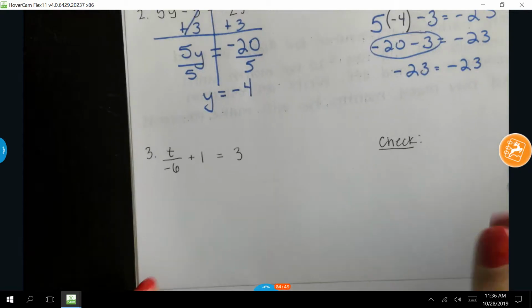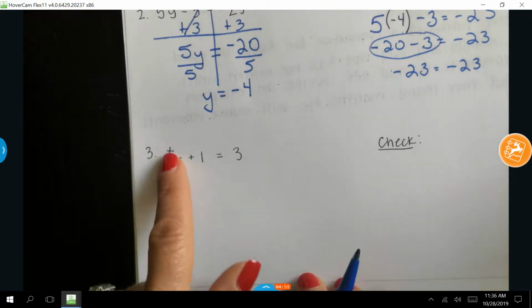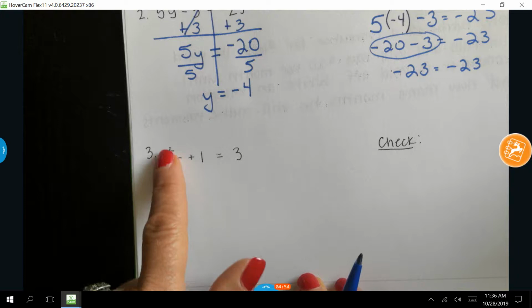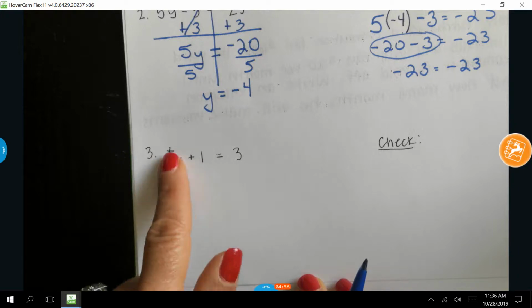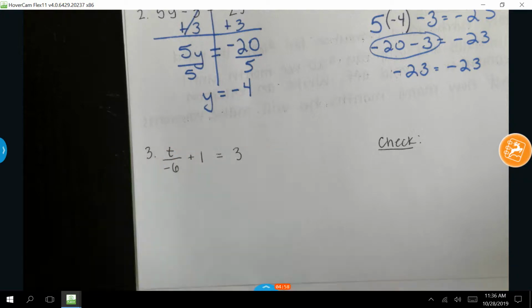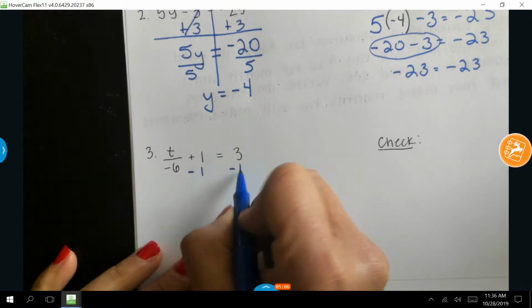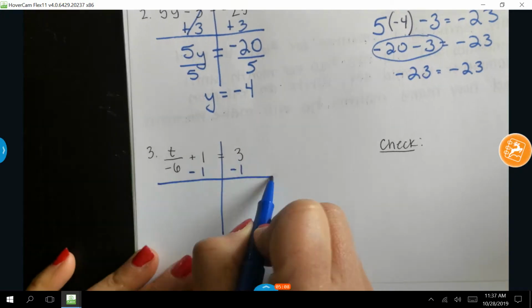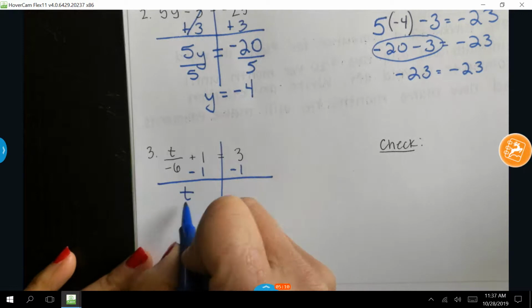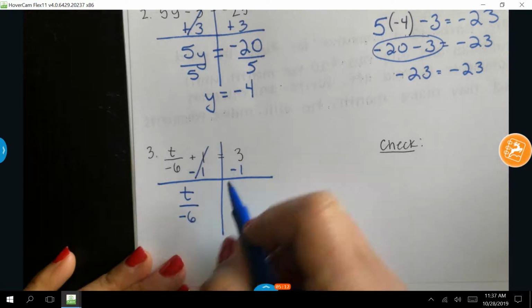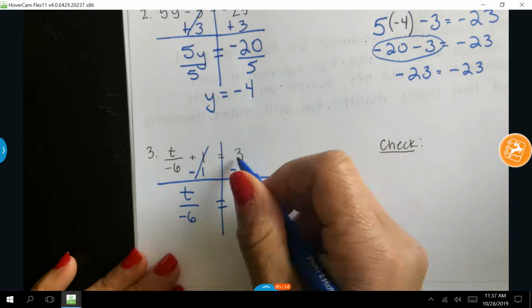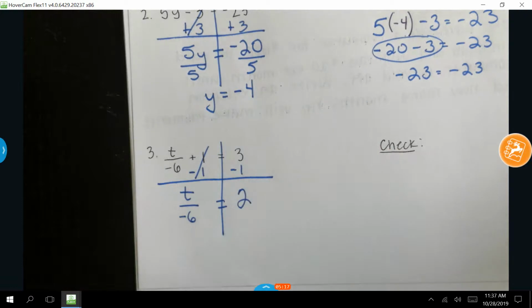So the next one. Attached to this is the variable term right here, t divided by negative 6. So you can't touch that yet. You deal with the variable term last. So what can we do? What do we do here? So you subtract 1 from both sides. You bring down t divided by negative 6, and then obviously 3 minus 1 is 2.